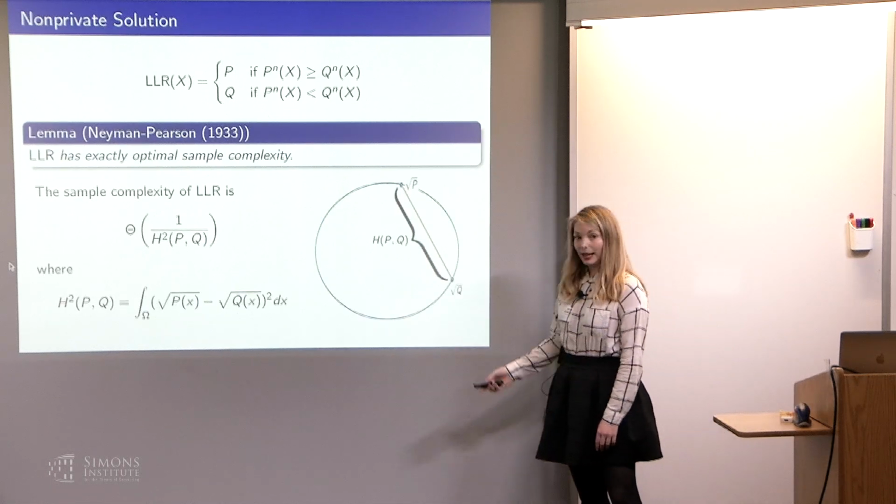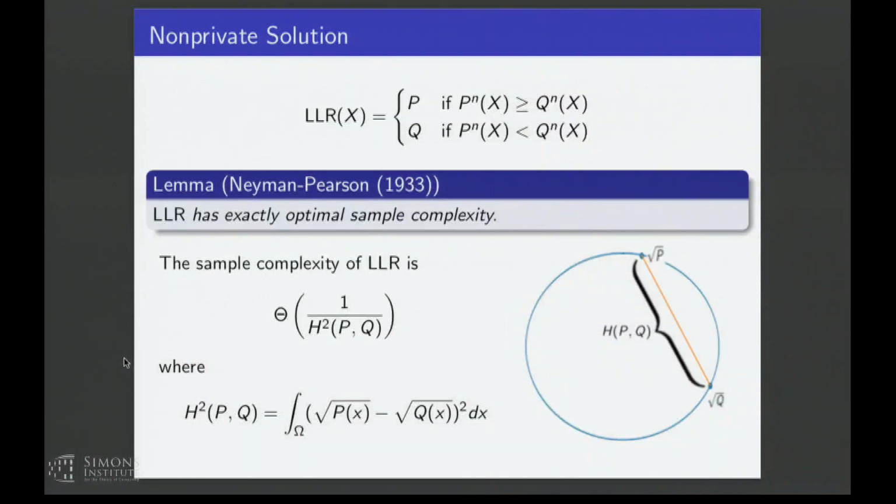And its sample complexity has this neat characterization. Its sample complexity is determined by 1 over the Hellinger distance squared. How we define the Hellinger distance is, if I take my distributions P and Q and take their pointwise square root, they lie on the unit circle. And the Hellinger distance is the Euclidean distance between the square roots of these distributions. If you don't have a lot of intuition for this, part of what we're going to talk about in this work is giving some intuition of why this particular metric occurs in the hypothesis testing problem.